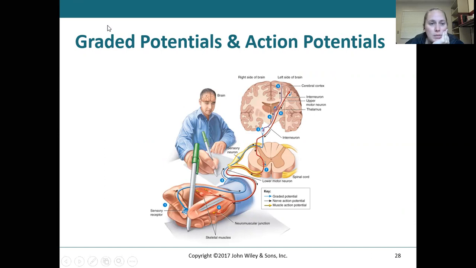When we're looking at examples of graded potentials here, you can see a sensory receptor being activated by the pressure of a pen, sending a graded potential up to that sensory neuron, all the way to the interneuron located in the base of your spinal column, and then all the way up into your brain. What's interesting to note is that your afferent information is a graded potential, but your efferent response is an action potential.